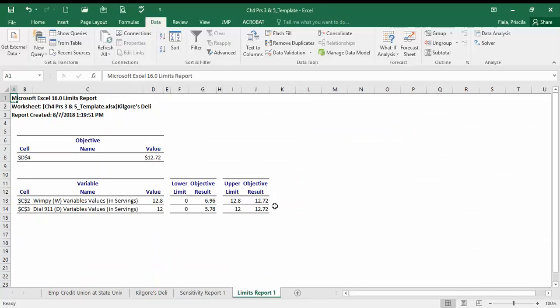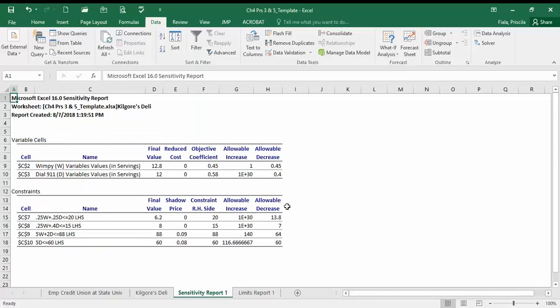Okay, so again, 12.8, 12, and then the value 12.72. So let's go ahead to your limits report, and it confirms 12.72. It's your optimal value. That would be your answer for B. The amount of the variables that you need would be 12.8 servings for Wimpy and 12 for Dial 911. So that would be for problem A.